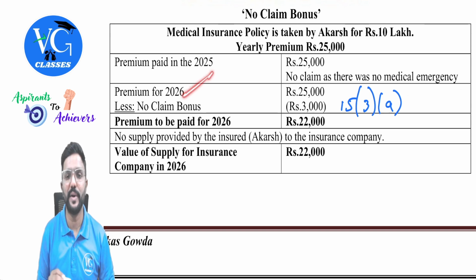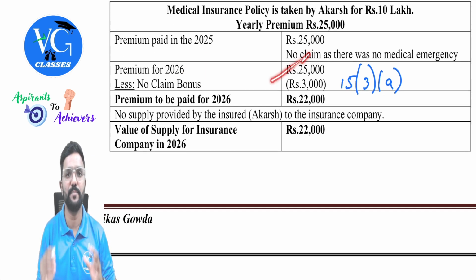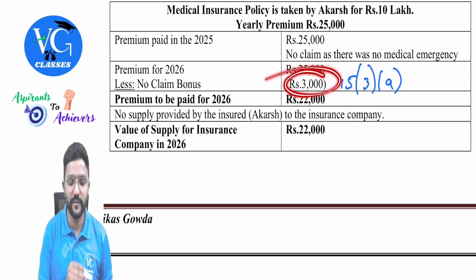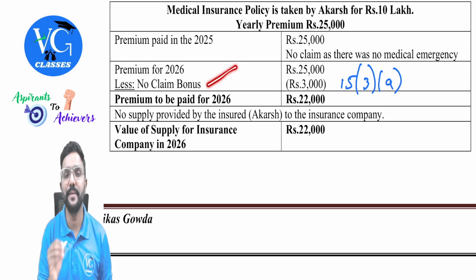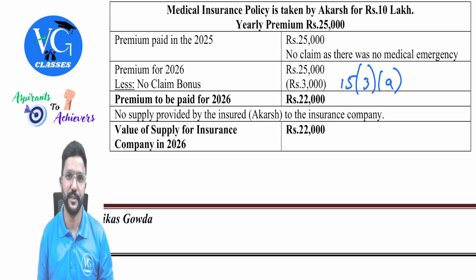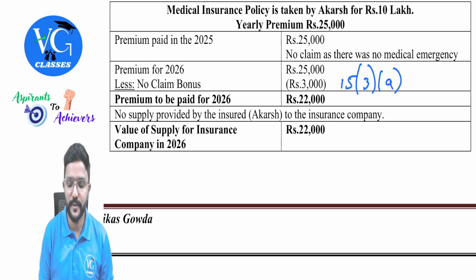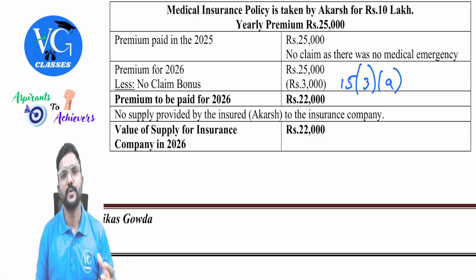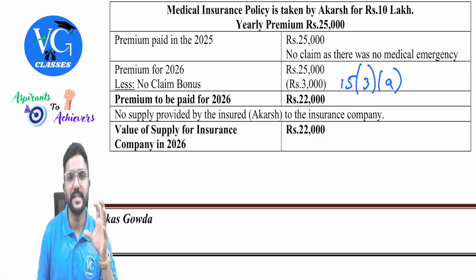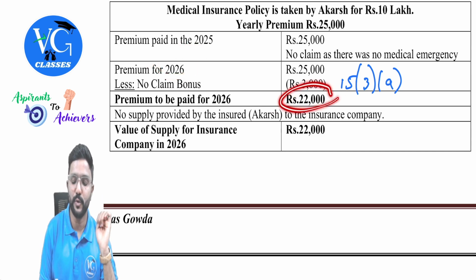So in the year 2026, he was supposed to pay 25,000 premium, but the insurance company told Akash, as you have not claimed the policy last year, we will give you a discount of 3,000, which is called no claim bonus in the insurance sector. So Akash is supposed to pay only 22,000 in the year 2026. So our question here is, sir, what is the value of supply for the insurance company? Is it 25,000 or 22,000 in the year 2026? The clarification is it is 22,000.